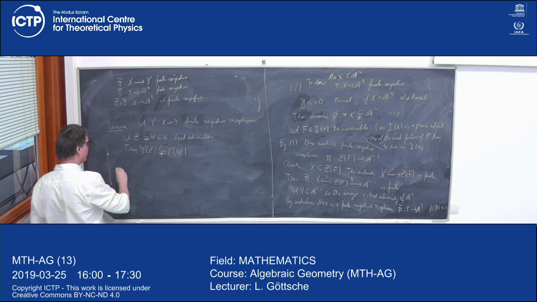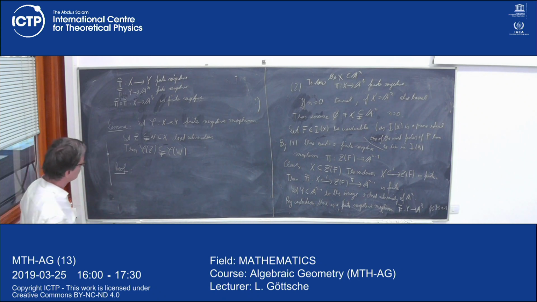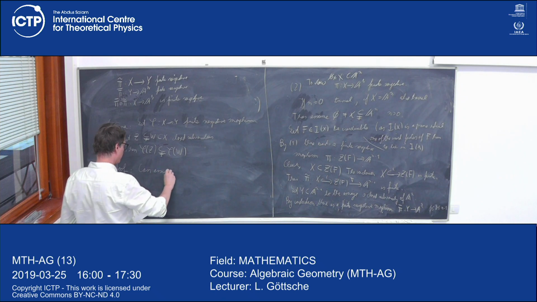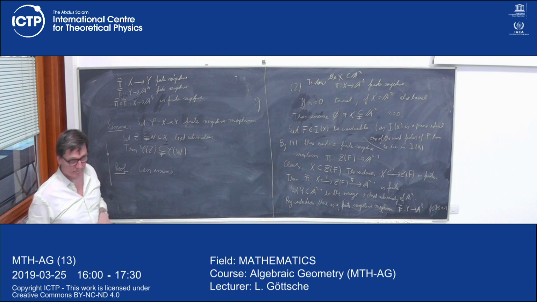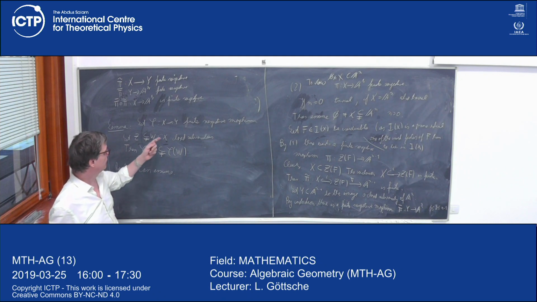So, proof. So first, I claim we can assume that W is equal to X, and therefore phi of W is equal to Y.